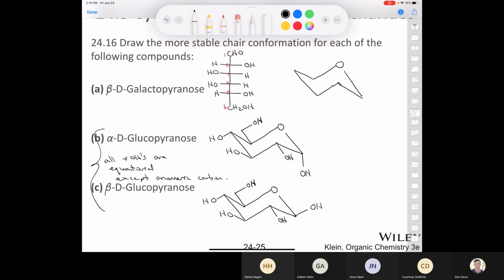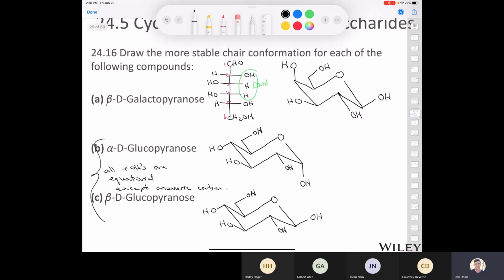There we go. It's beta, so the hydroxyl is going to be pointing up. On carbon number 2, this hydroxyl is on the right-hand side, so anything here is going to be going down. So the hydroxyl is going to be down and equatorial. On carbon number 3, the hydroxyl is going to be pointing up. It's up and equatorial. On the next one, it's up, but it's going to be up and axial. And then we have our CH2OH. And there you go. Now we've drawn the chair forms of all of these.